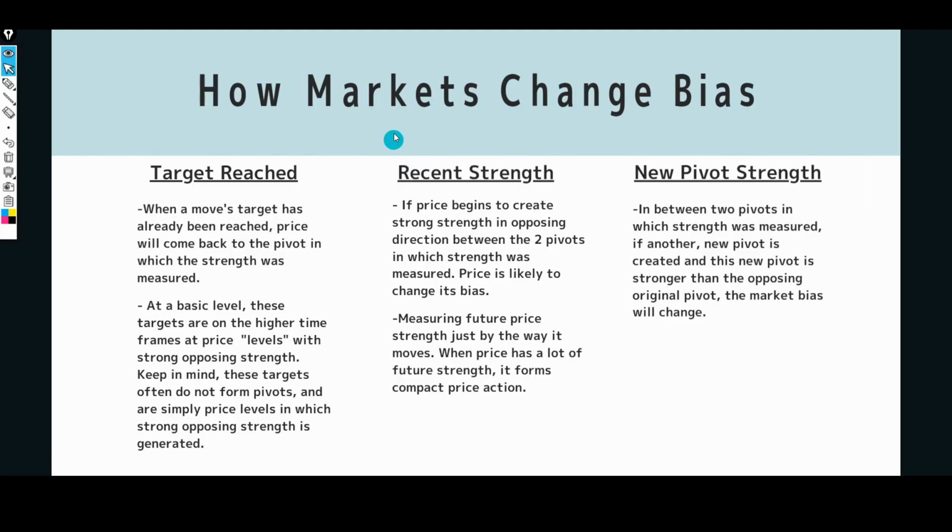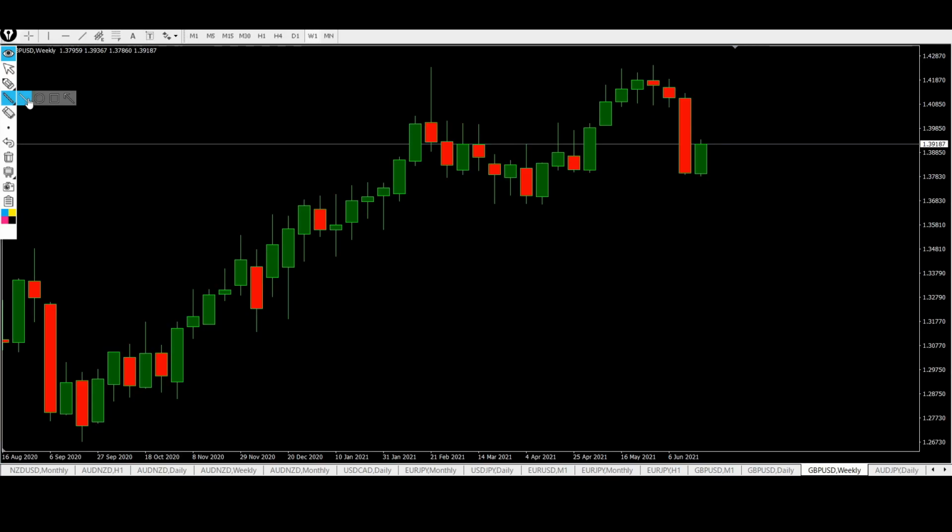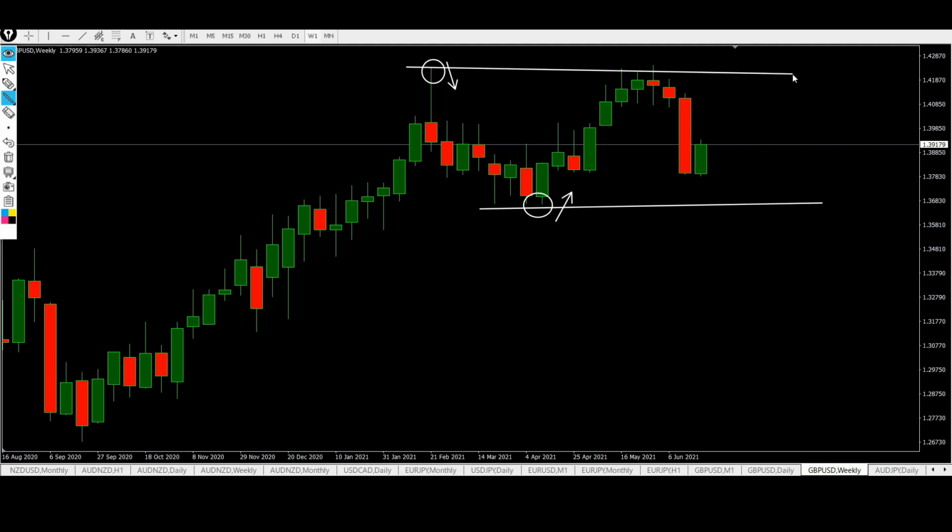All right, so another way that markets change its bias is through recent strength. So if price begins to create strong strength in an opposing direction between the two pivots in which strength was measured, price is likely to change its bias. Okay, we'll be using this weekly chart for this example. So let's say we measure the market bias between this pivot right here and this pivot. And we found that there's more short strength than long strength. And moreover, it states that price is likely to reach this pivot low right here before reaching this pivot high.